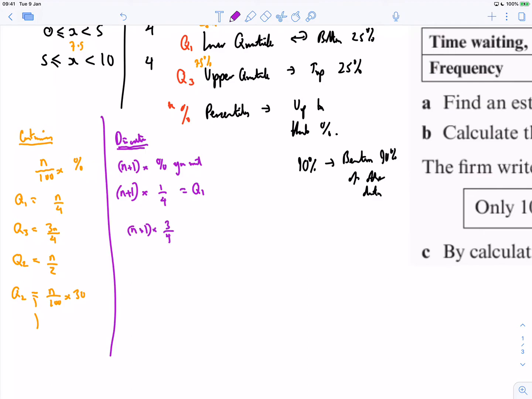If I wanted the 45th percentile, that'd be 45 out of 100 times n plus 1. So that's the 45th percentile. This is the upper quartile, and so on.